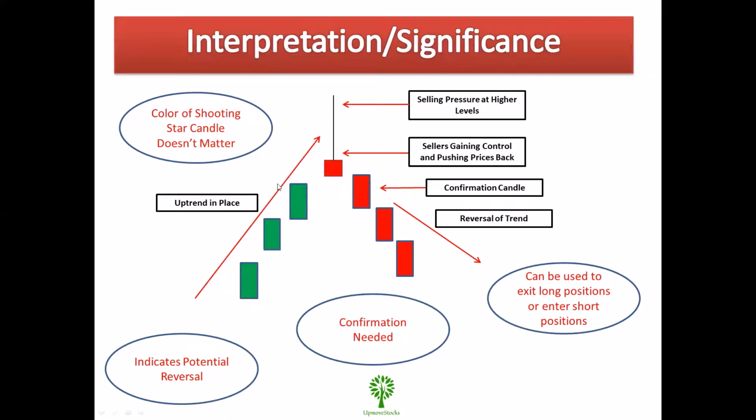In case you have purchased the stock at this level, it will be something like cost to cost, so you can exit at cost to cost. The other way is to take sell positions in that particular stock or index. You can short sell that particular stock or index.